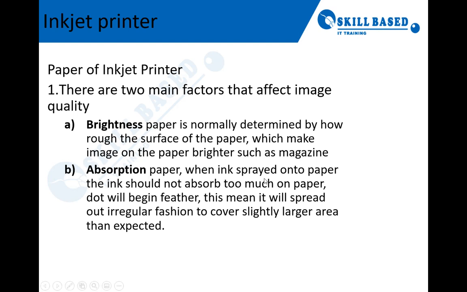So for absorption, when the ink spreads onto the paper, the ink should not be absorbed too much or too little. It must be just nice. If it is absorbed too much or too little, then the dot will begin to feather. This means it will spread out irregularly and cover a slightly larger area than expected. Then you might have shadows. So it is not accurate, meaning the images will have shadows and so on.